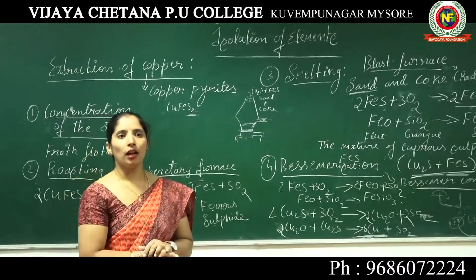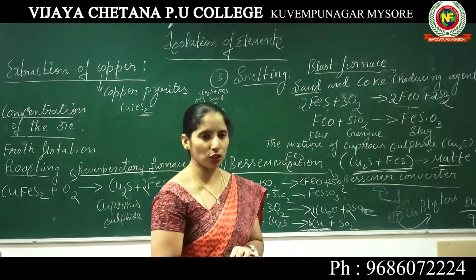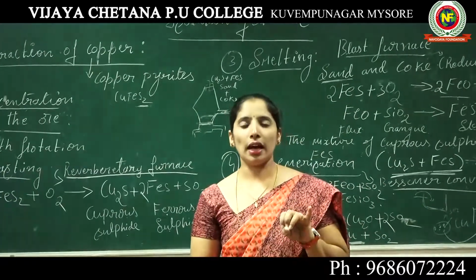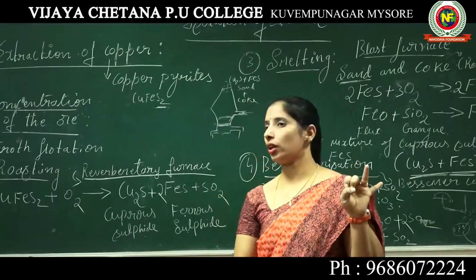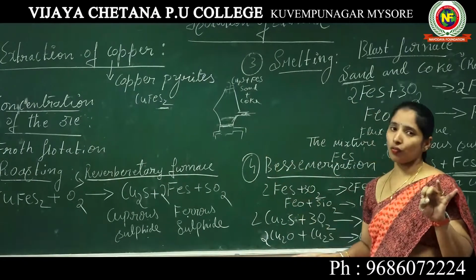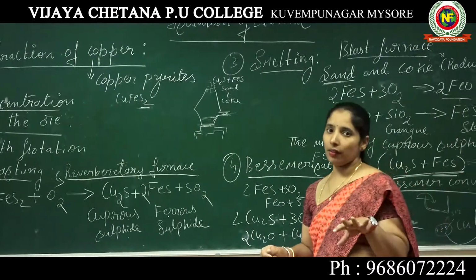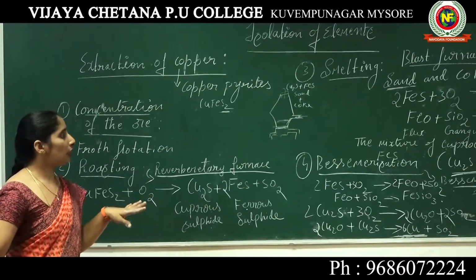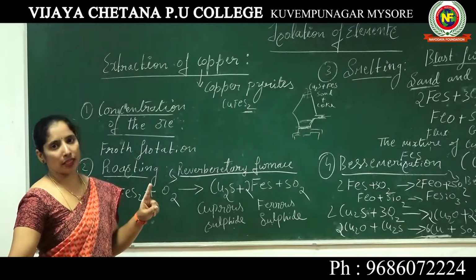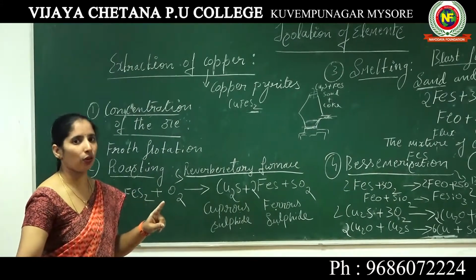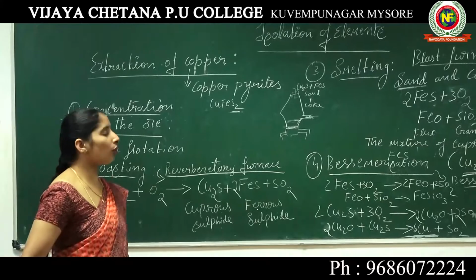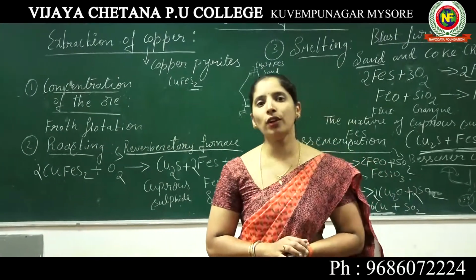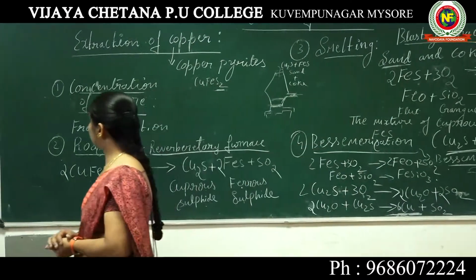Very important. In the exam, in the chapter on isolation of elements, they will ask any one extraction, either the extraction of iron in the blast furnace or the extraction of copper. Now I will explain the extraction of alumina. Of these three, any one is compulsory in your coming exam. Got it? So next we move on to the extraction of alumina, the third one.